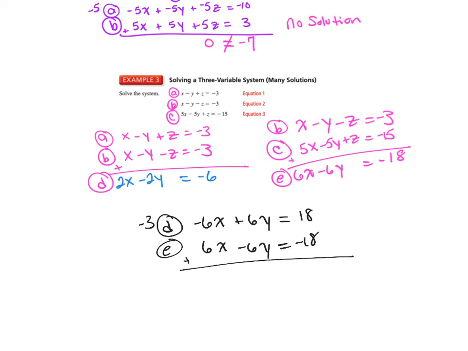And then we're going to add. -6x plus 6x is 0. +6y plus -6y is 0. And 18 plus -18 is 0. So here we're stuck with 0 equals 0. It's a true statement. So this indicates that we have an infinite number of solutions. So what happens is these three planes actually intersect each other at a line. So we have a solution that's actually a line.